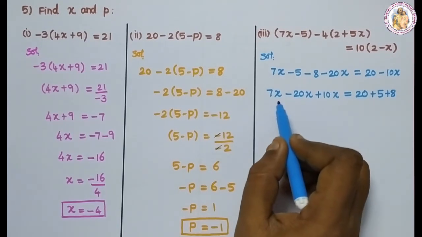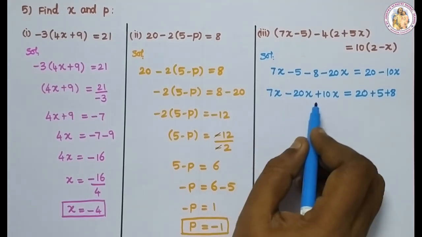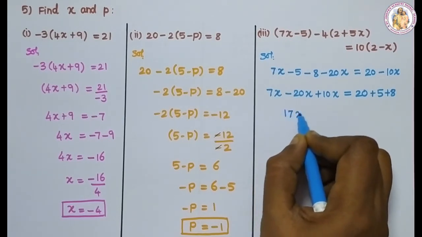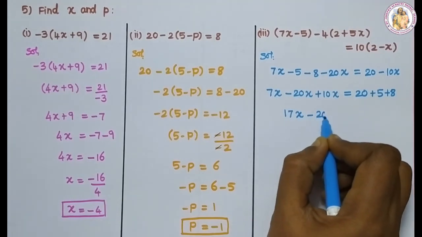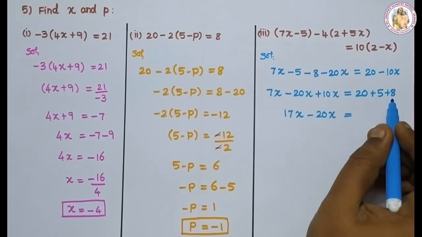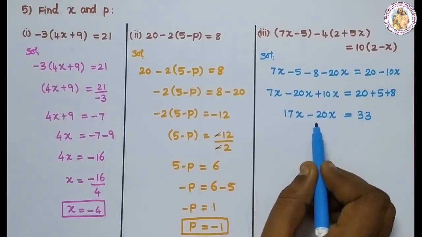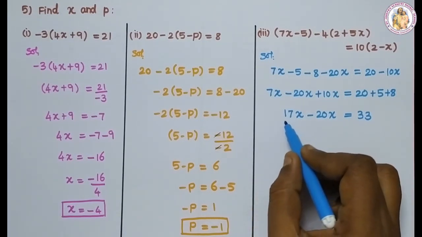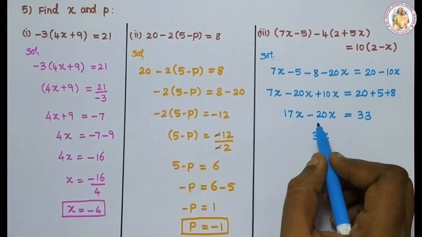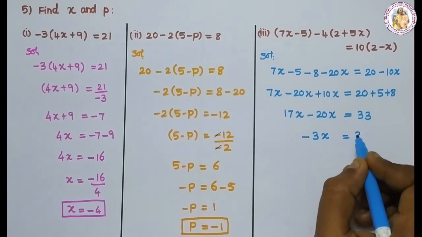Now plus sign, 7x and 10x is in plus sign, so 17x minus 20x equal to 20 plus 5, 25 plus 8, 33. Plus 17x minus 20x, different sign means we have to subtract. What's the difference? 3x. Which one is greater here? Minus 20 is greater here, so that sign is minus, equal to 33.